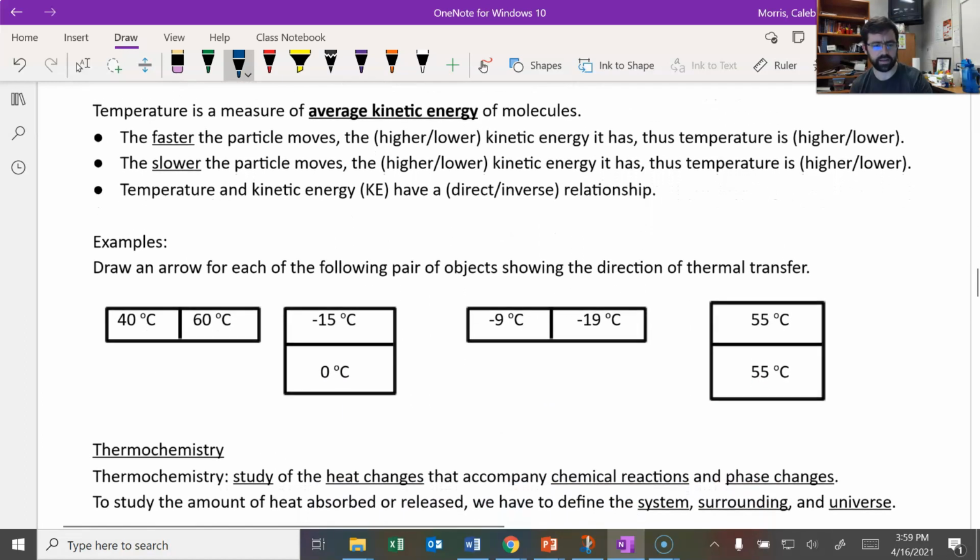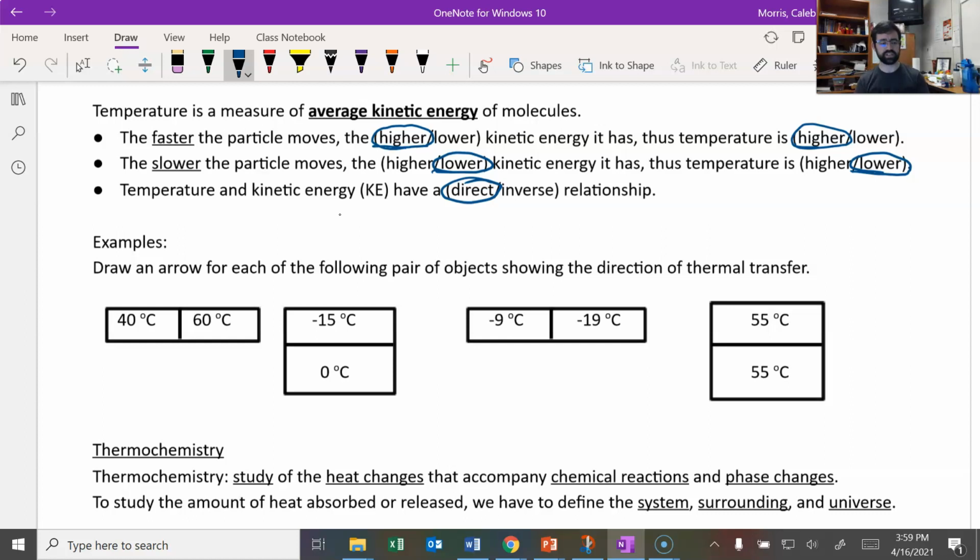So let's look at these sentences and see if we can fill them in. The faster the particle moves, the higher the kinetic energy it has. So since it's moving faster, it has a higher kinetic energy, the temperature is higher. Now the slower the particle moves, the lower the kinetic energy, and thus the temperature is lower. Temperature and kinetic energy have what type of relationship? They have a direct relationship.